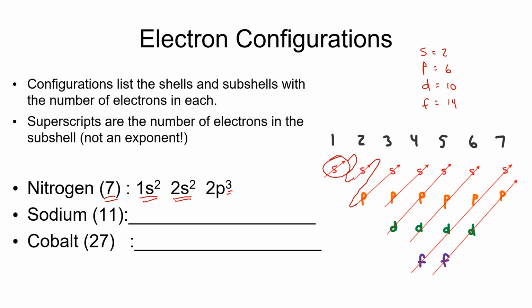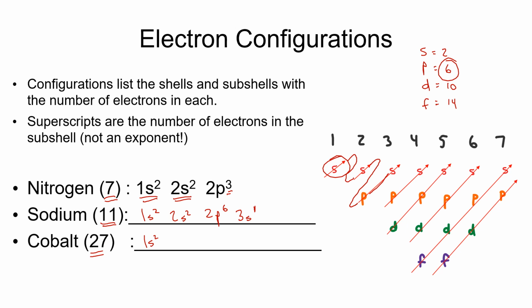So let's try sodium. Sodium has 11 electrons. We'll start at the beginning again, 1s2, then 2s2, that's 4, 2p. P holds up to 6 electrons, so we can put all 6 in there, and that makes 10. 6, 2, 2 makes 10, which means our next destination here is 3s, and only 1 in there takes us to 11.